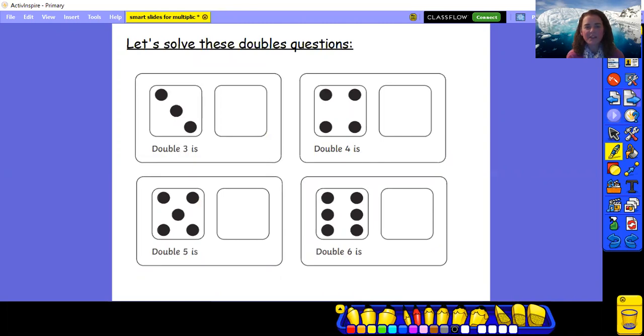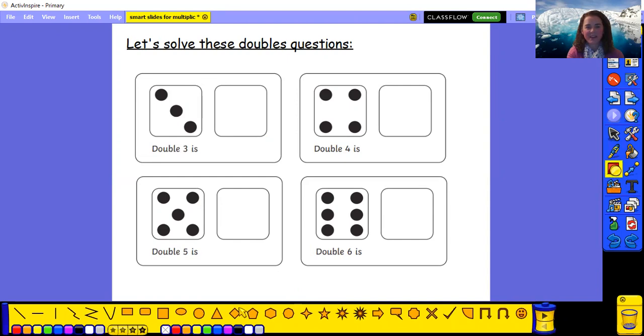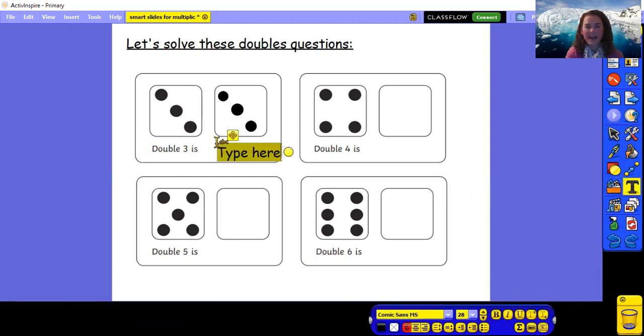So have a little look at the dice here. Let's double them. So I've rolled a number 3. What is double 3? What would I need to draw on this side, do you think? Call it out to the screen for me. You're right, I need to do 3 more, because if I'm doubling the number, I'm adding the same number on again. So what is 3 add 3? Double 3 equals, call it out, 6. Well done if you said 6.